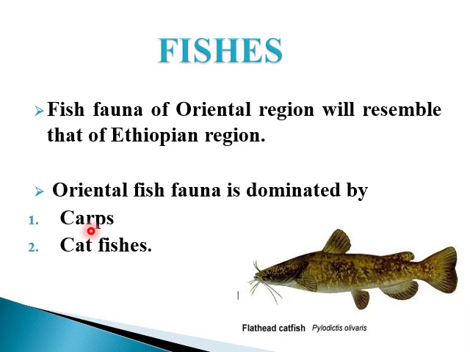If we talk about the Chinese carps, there are four different species, of which number one is Cyprinus carpio, called the common carp or mirror carp, and the others are mud carp, silver carp, and grass carp. If we talk about the catfishes, there are flathead catfishes, which are the basic fishes present in this Oriental region.